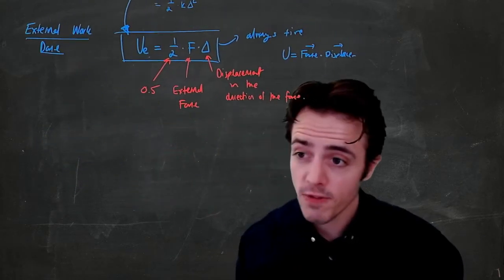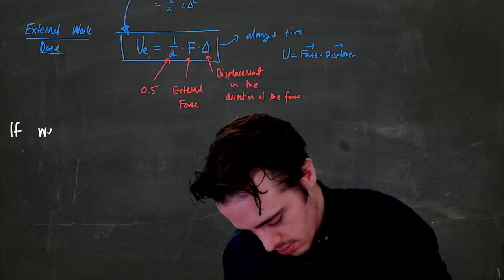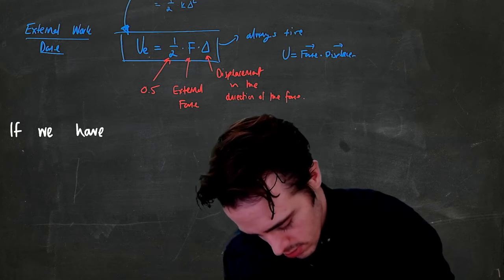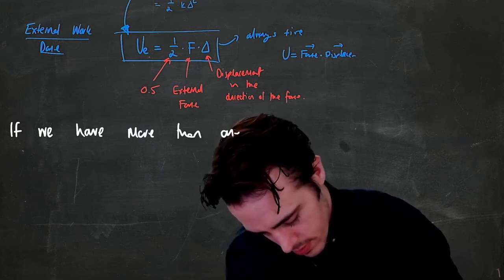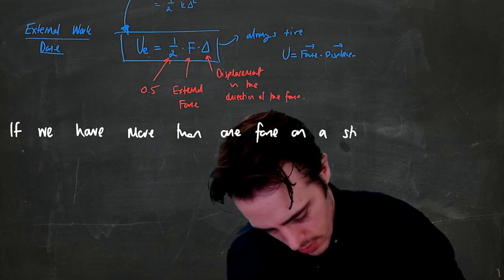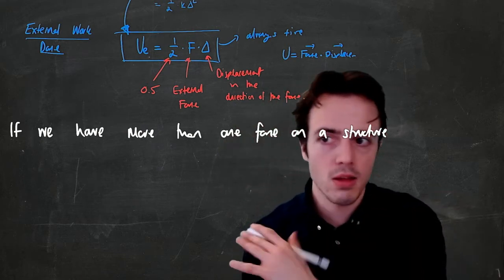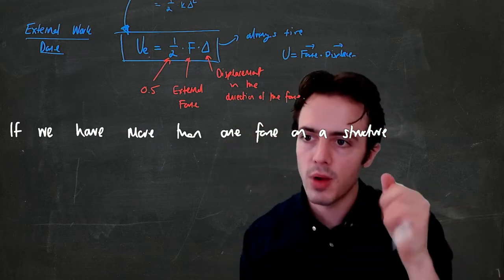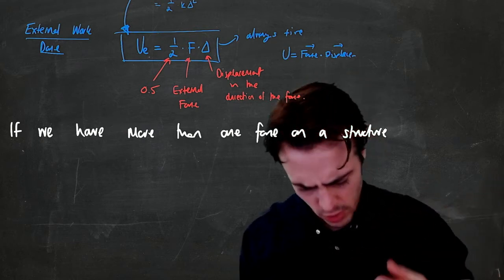If we've got more than one force on a structure, then the total external work is just the sum of 1/2 multiplied by each force multiplied by each displacement in the direction of that force.